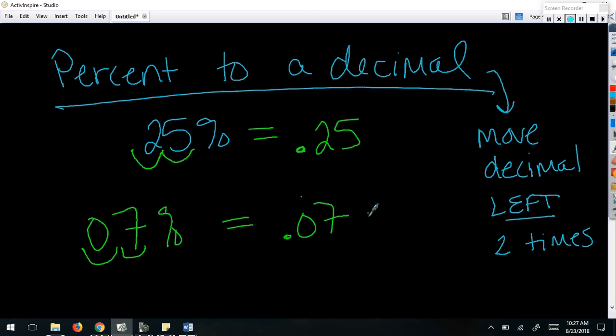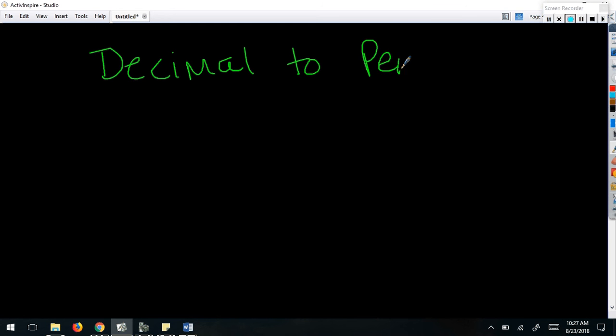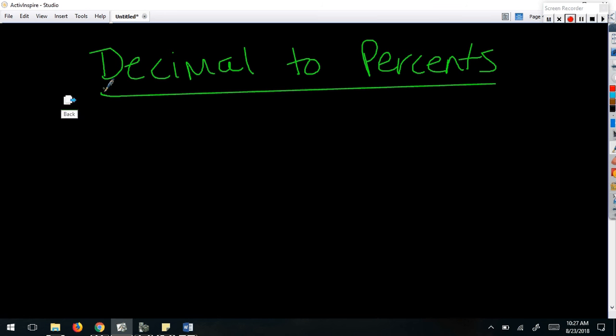So let's go backwards with this then. We've done percent to fraction, percent to decimal. How about decimal to percent? I try to give you your notes so that you can always go back and look at the heading and find out what to do. Decimal to percent. So this time I have maybe 0.35. I want to write that as a percent.